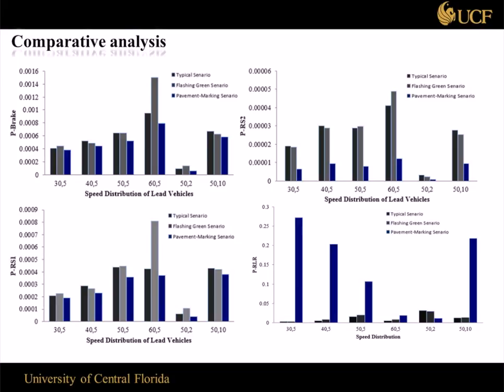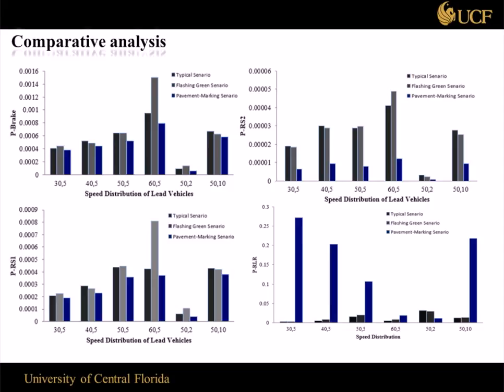In total, we have 3 scenarios. The first is the typical intersection, the second is the intersection with the flashing green countermeasure, and the third is the scenario with the pavement marking countermeasure. These 4 figures show the simulation results of the 3 different scenarios. The first 3 figures show the rear-end crash risk, while the last figure shows the red light running violation risk.